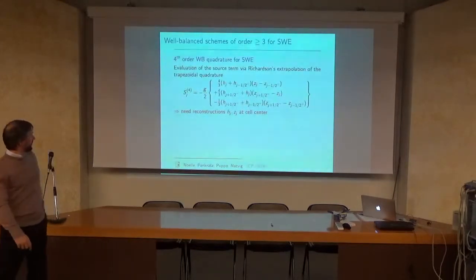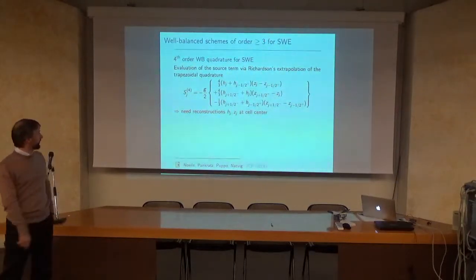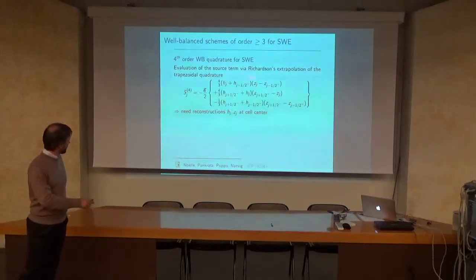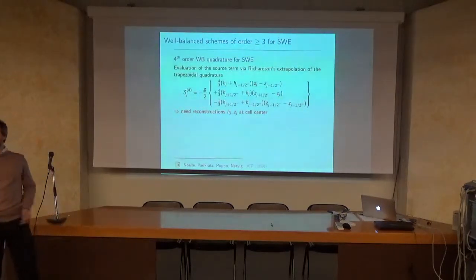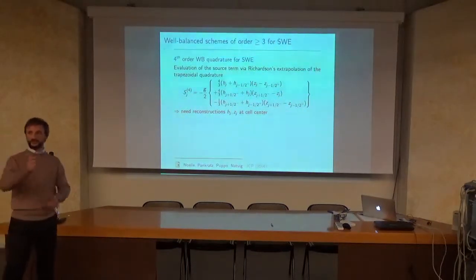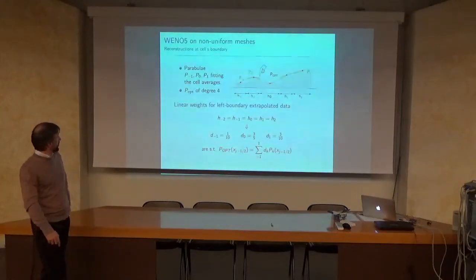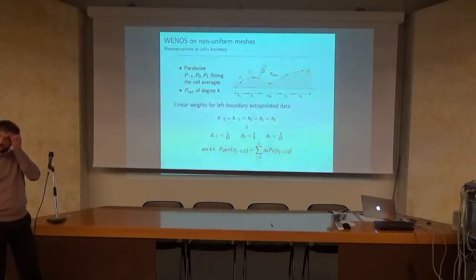Okay, so one possible extension is to come back, for example, to the shallow water equation and recall that there is a well-balanced quadrature that is fourth order accurate and requires the reconstruction at the boundaries and the center of the cell. So just one extra one. You may think of using WENO 5. That would be accurate enough.